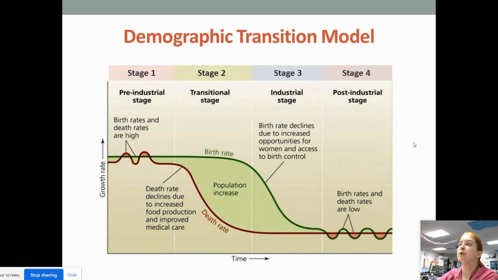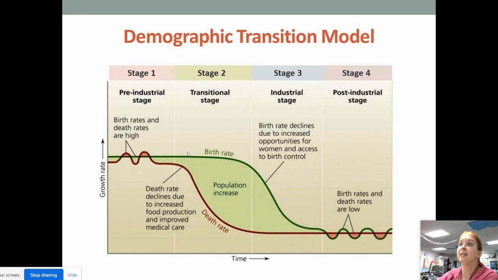So, demographic transition model. The one we use in APES has 4 stages. What you learned about freshman year had 3 stages. If you take Human Geo, there are 5, but for this class and for this test, 4 stages. It's stupid and confusing, but there are 4 stages in this round.